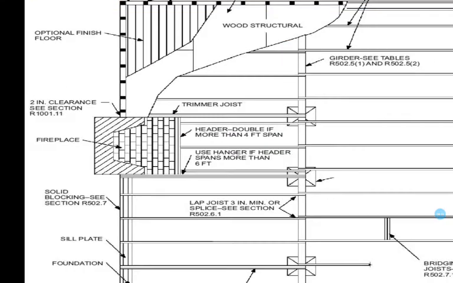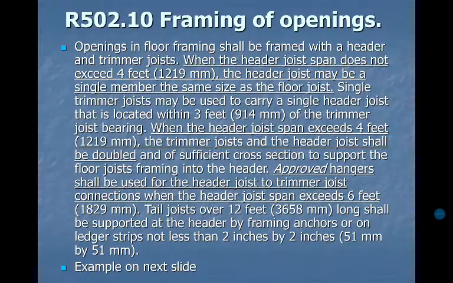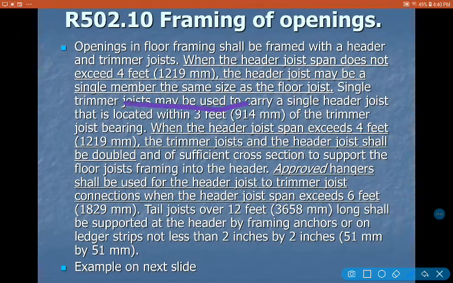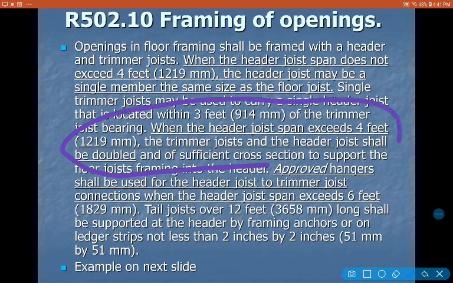Okay. So that is this rule right here. When the header joist does not exceed 4 feet, the header joist may be a single member. So again, anytime it spans greater than 4 feet, it has to be doubled. This rule right here highlights when the header joist span exceeds 4 feet, the trimmer joist and header joist shall be doubled. So we also have to double the trimmer joists.